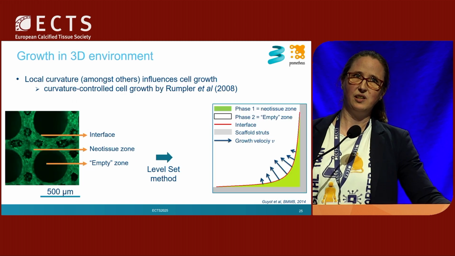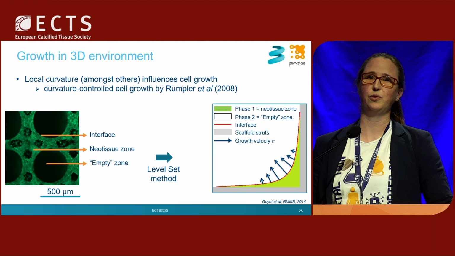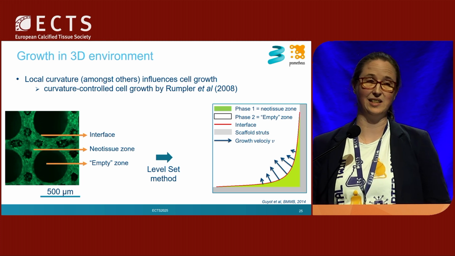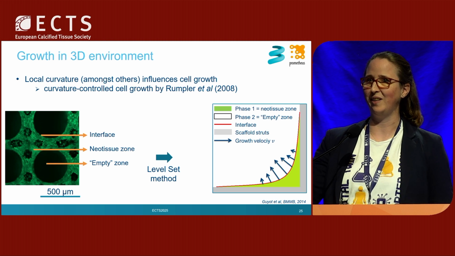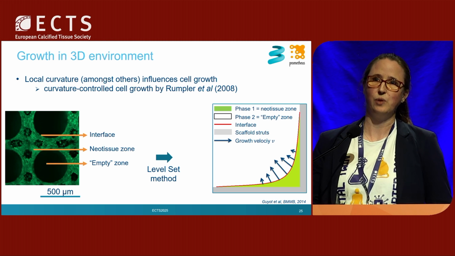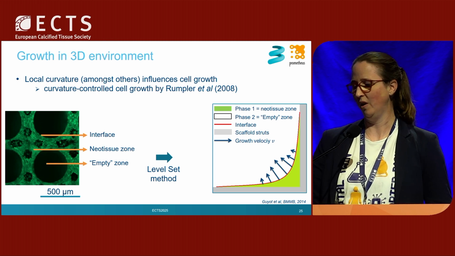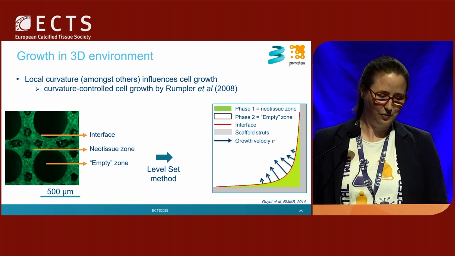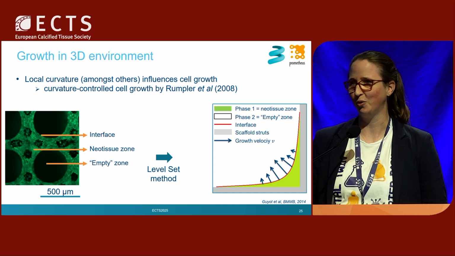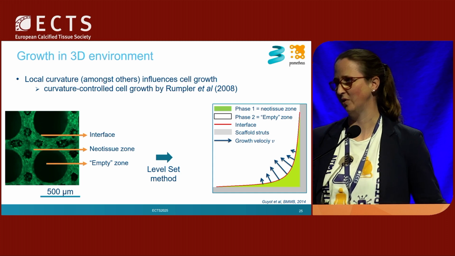Now, when we were studying cell growth in the lab, in bioreactor studies in titanium 3D scaffolds, you see this kind of curvature-based growth. So cells produce neotissue and grow faster in the corners of the unit cells. This is not something that we observed for the first time. There's actually a whole field called curvature biology that focuses on this principle.